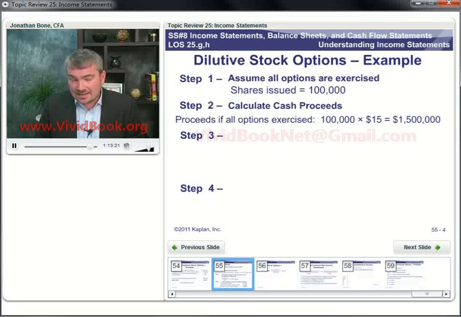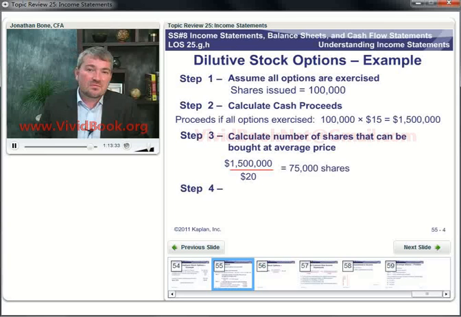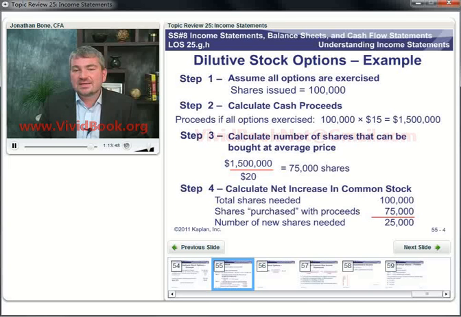The next step, and it's completely hypothetical, we're going to take that $1.5 million and use it to buy back shares at the average price of $20 in the year and look at how many shares we could buy back. So 1.5 million divided by 20 gives us 75,000 shares. So finally, the dilutive element is 100,000 shares issued, 75,000 could be bought back at full price, and as a result, the dilutive element is 25,000.